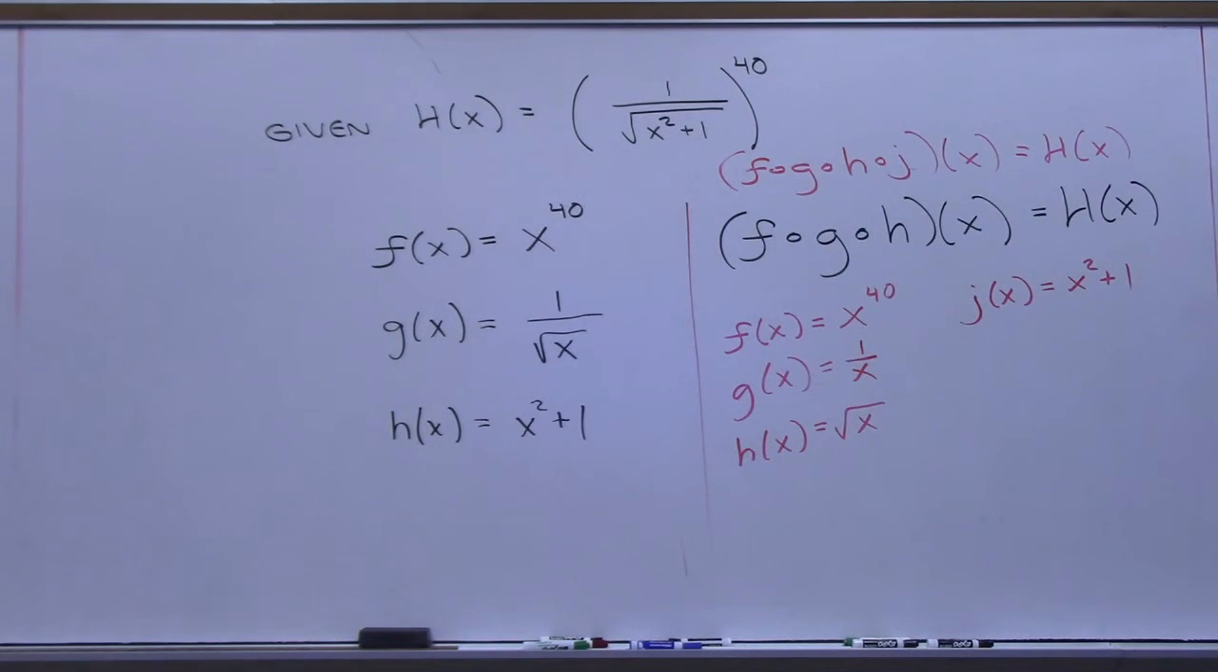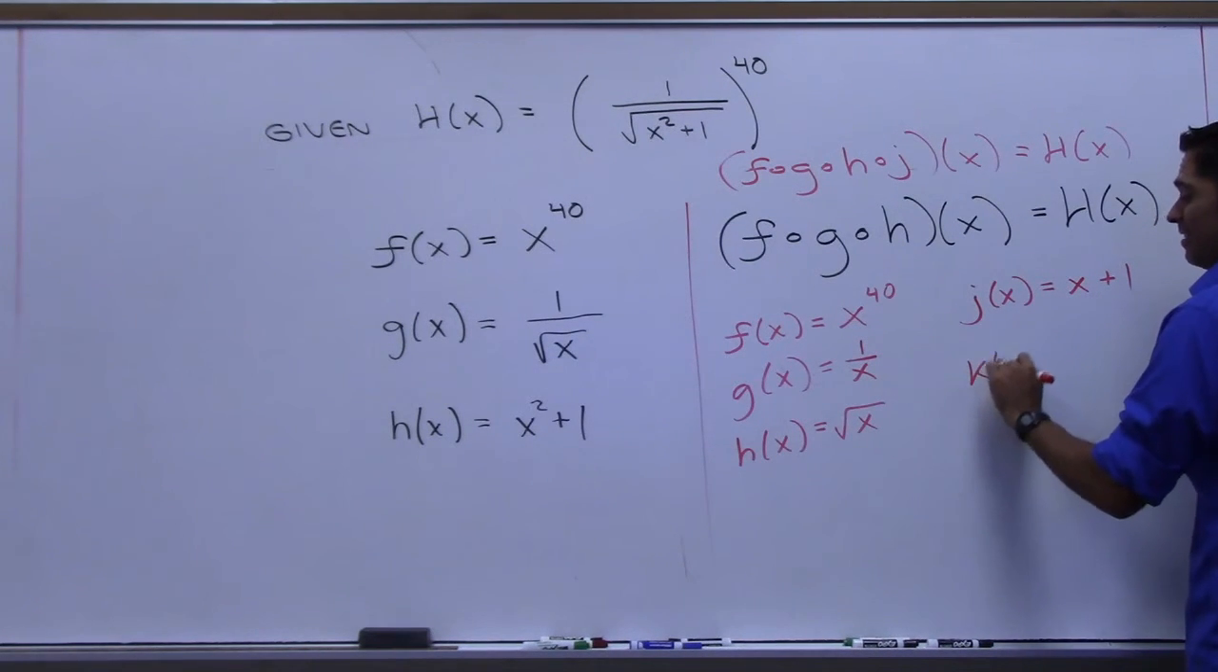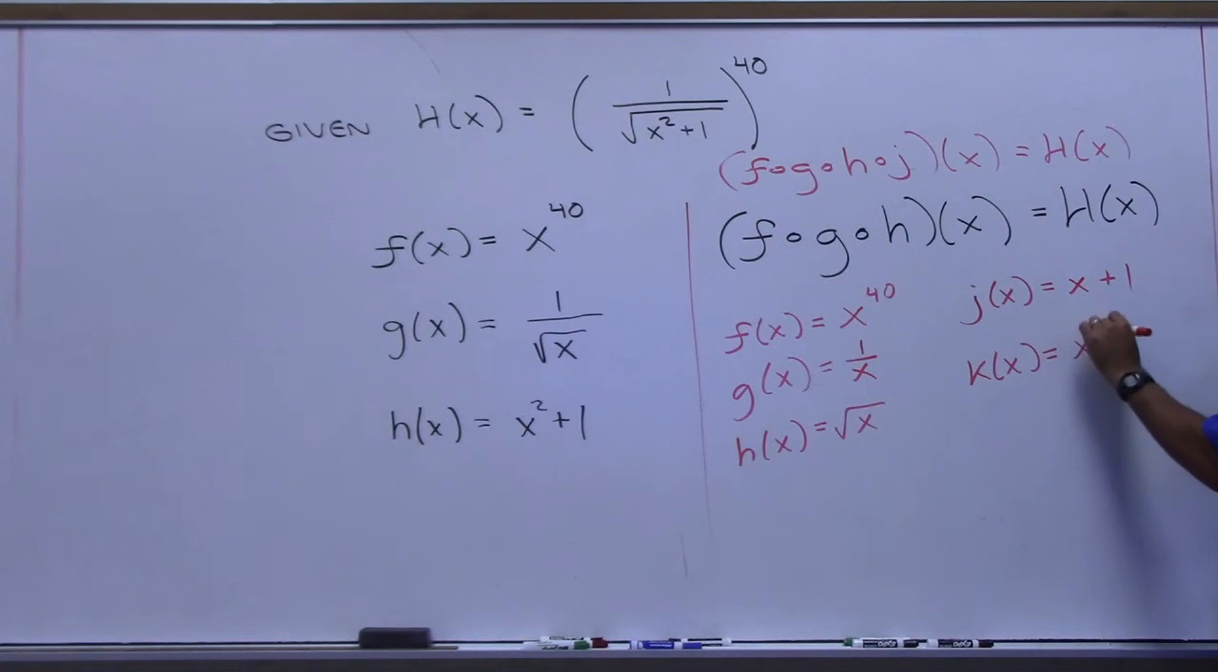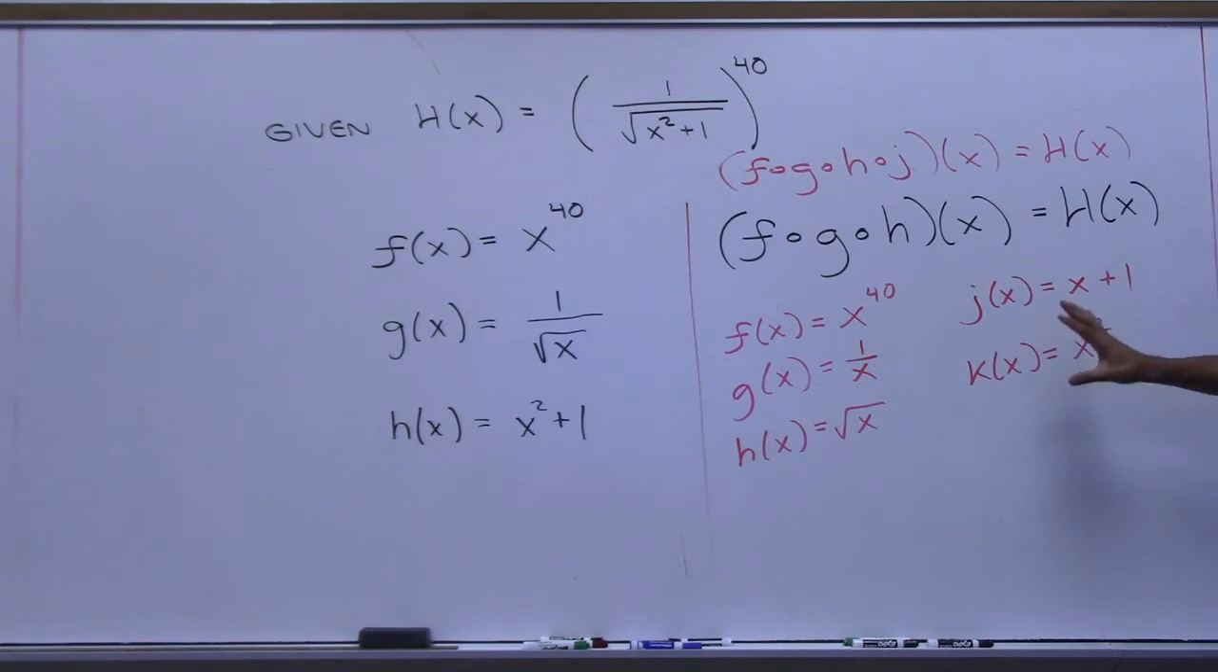Exactly. Could I have gotten this in 5 functions? I could have. I could have changed this x squared plus 1 to an x plus 1, and then k of x, x squared. So x squared goes into this. That goes into this.